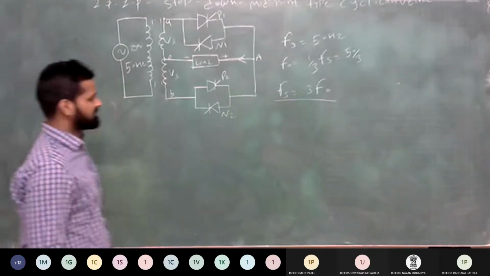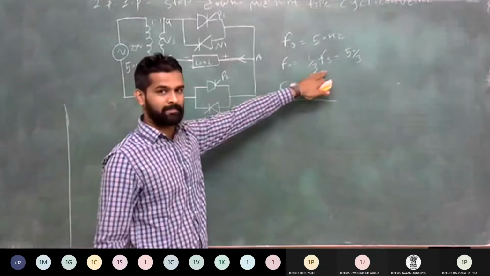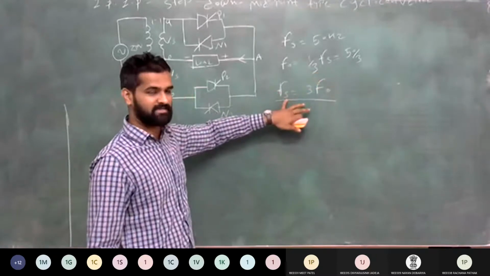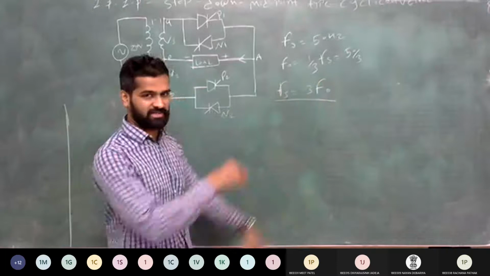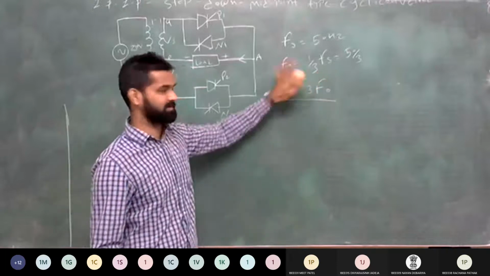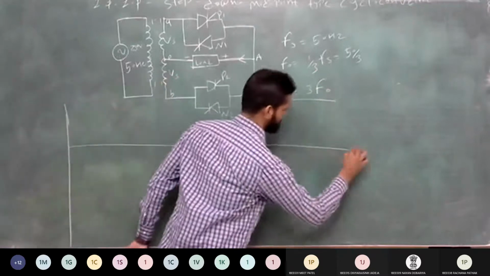Here your output frequency is 1 by 3 times Fs. So first we draw the 3 cycles of your input supply frequency, and in these 3 cycles you get 1 cycle at the load side. Clear? So let's draw the 3 cycles of your supply.